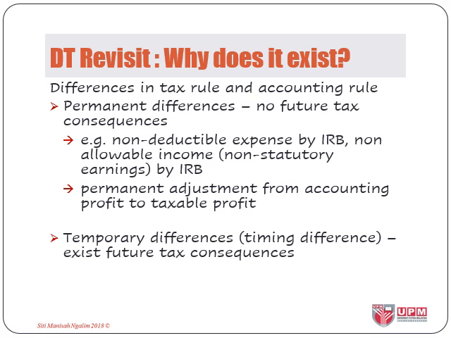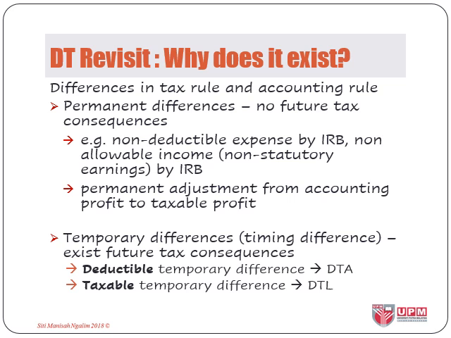The temporary differences is due to timing differences. It will be taxed, or tax will be deducted, but only in the future. For this type of differences, if the consequence is deductible temporary differences, it reduces the amounts of taxable profit. Therefore, it results in deferred tax assets or DTA. On the other hand, if the consequence is taxable temporary differences, it will increase tax in the future, thus resulting in deferred tax liability or DTL.